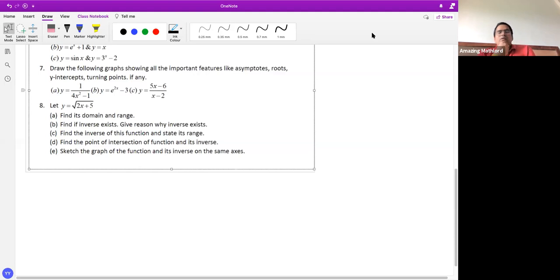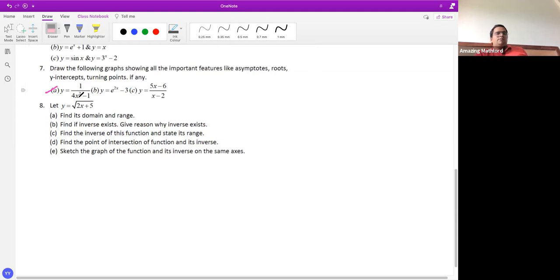For our 7th question, we've got y equals 1 over 4x squared minus 1, y equals e to the power 3x minus 2, and y equals (5x minus 6) over (x minus 2). We have to show all the critical features of the graphs. Obviously, the first one is 1 over 4x squared minus 1. Let's do this one first and see what the important features are.